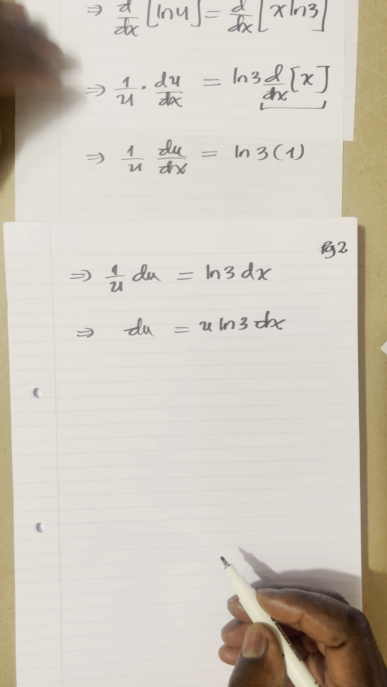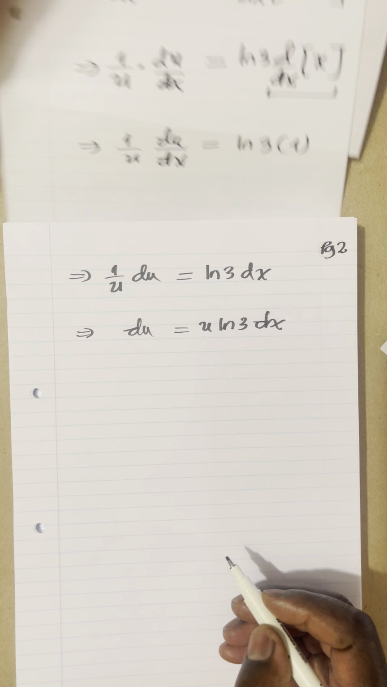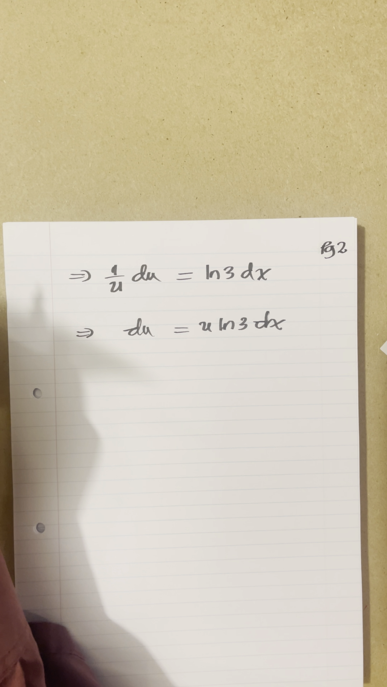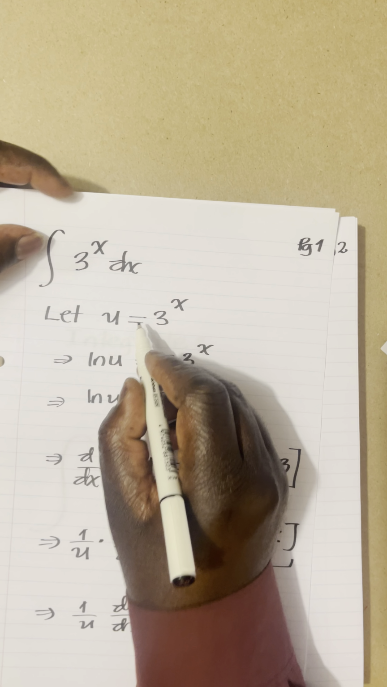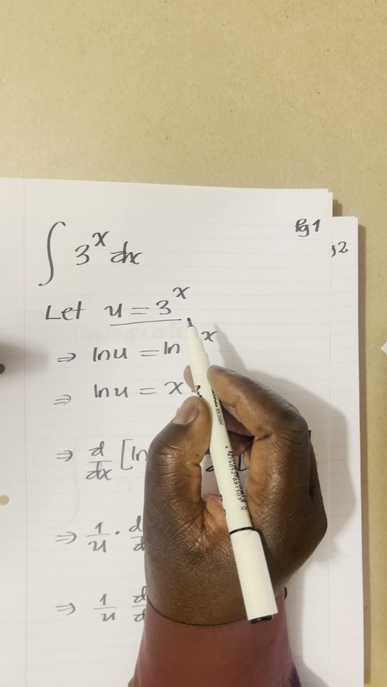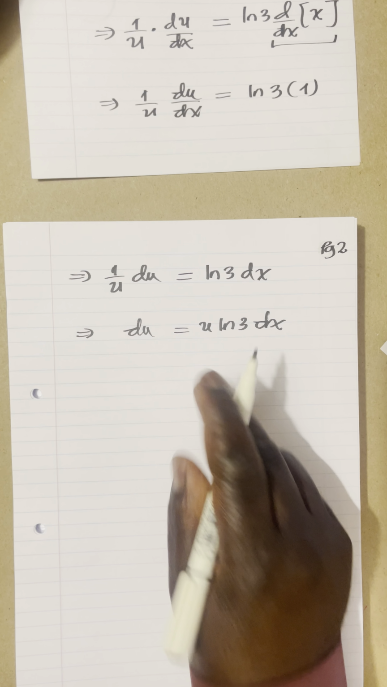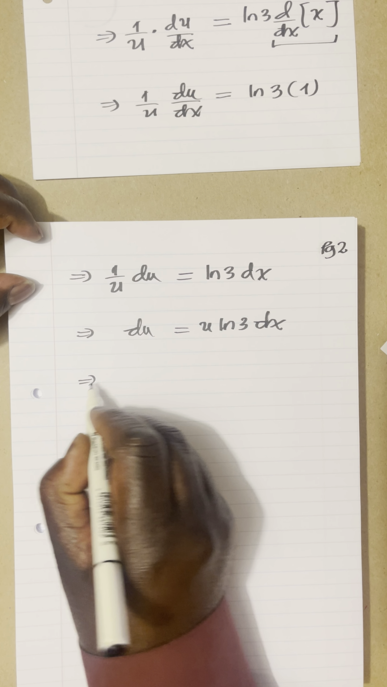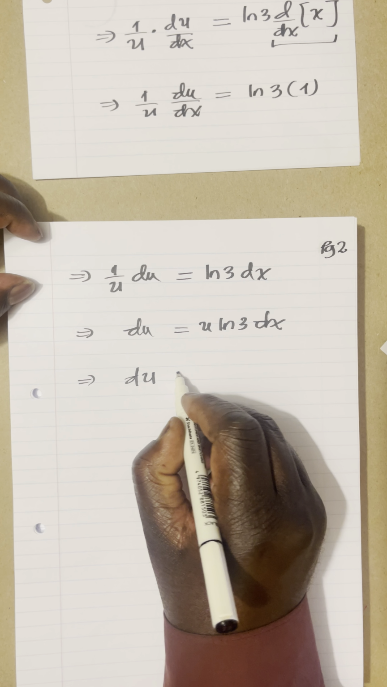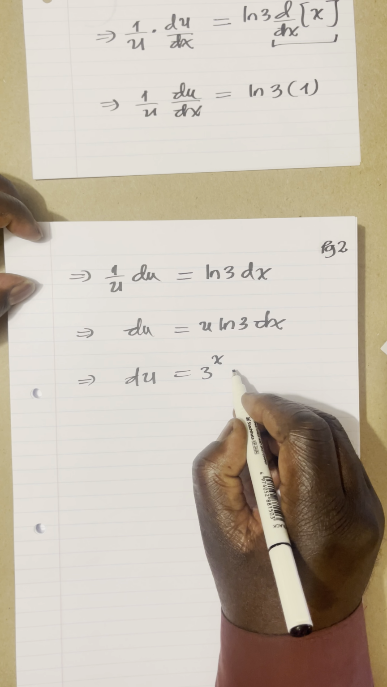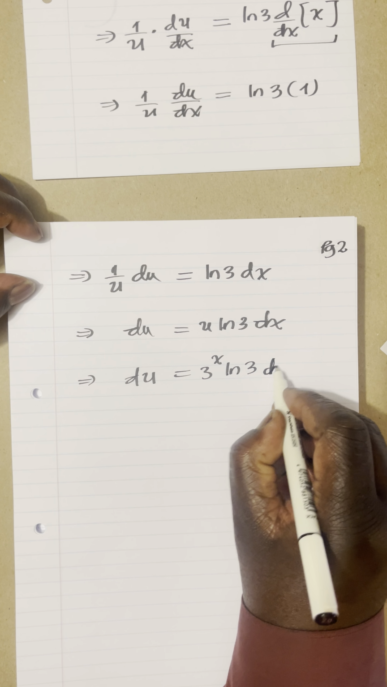Now what is u? Let's go back to the starting point on page 1. Here is what we have. u is actually equal to 3 to the power x. So I'm going to have to replace that by 3 to the power x as follows. So we are saying du is equal to 3 power x times natural log of 3 dx.